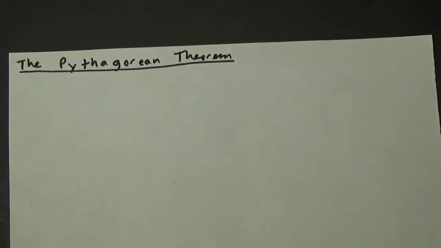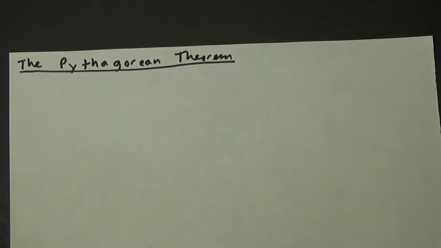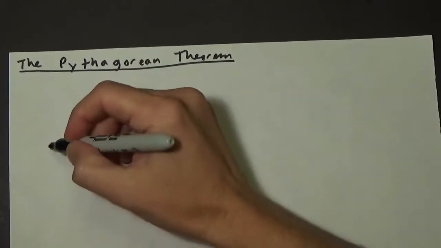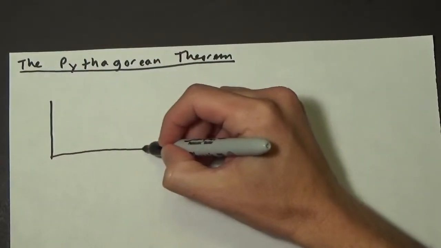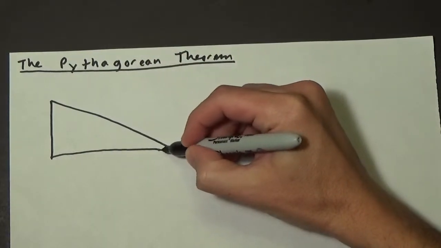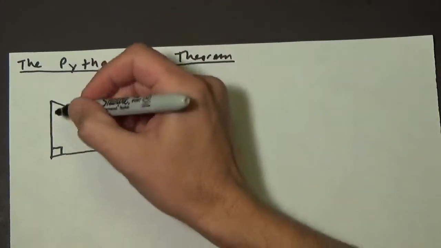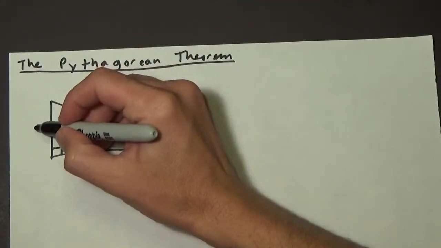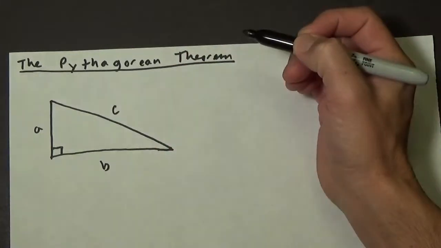In this video, we're going to review the most important theorem to come out of geometry, and that is the Pythagorean theorem. So let's go ahead and look at the Pythagorean theorem. Alright, so in essence, at the right triangle, this is A, this is B, this is C.